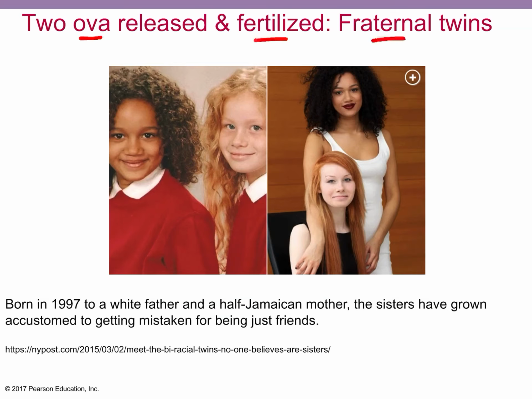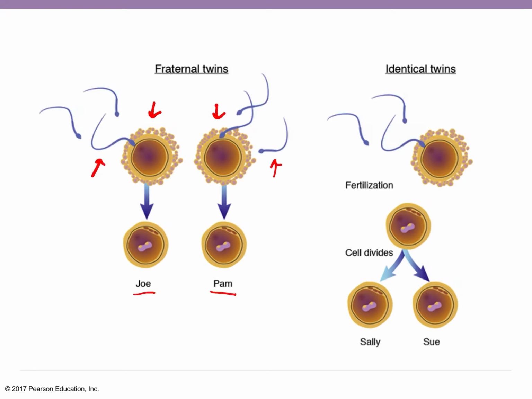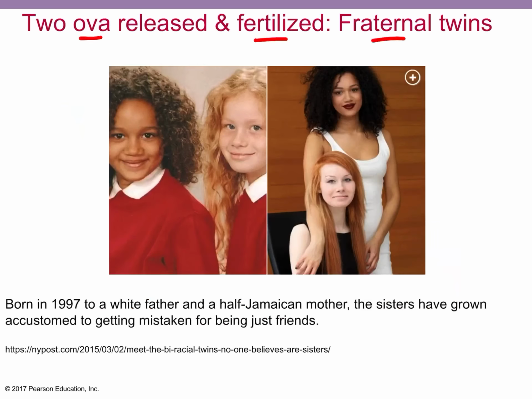They are genetically different from each other because what's going on is we have two different eggs, with two different genetic profiles. We have two different sperm, again with different genetic profiles. And so we're creating basically siblings. That's how fraternal twins can be a boy and a girl, or two girls or two boys, but you're basically having a brother or sister at the same time. You're genetically different from each other.